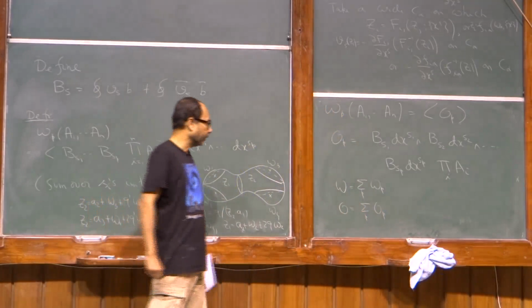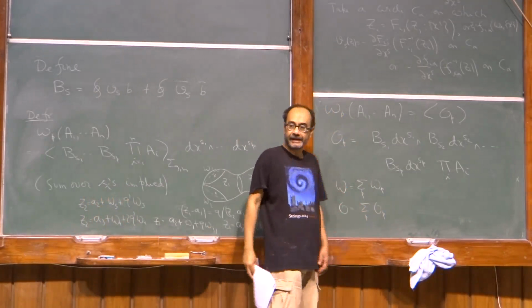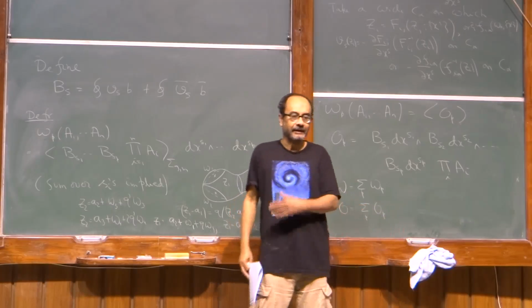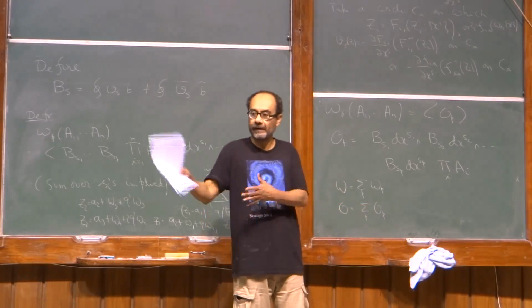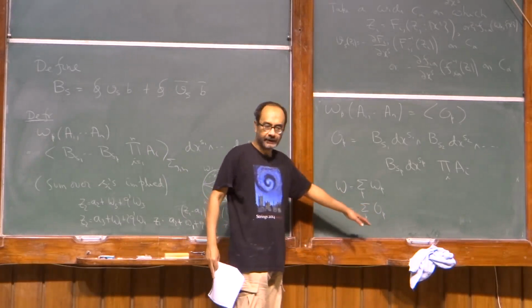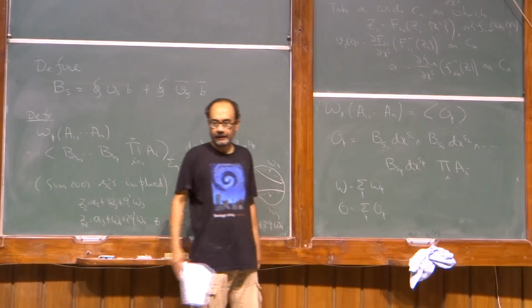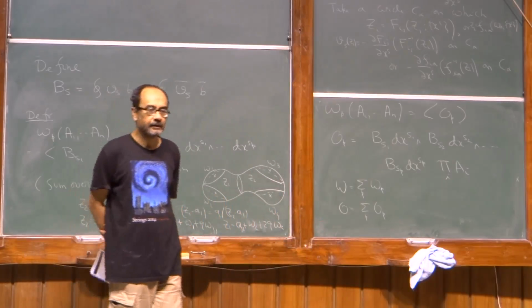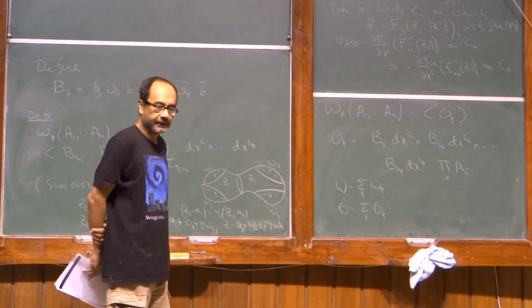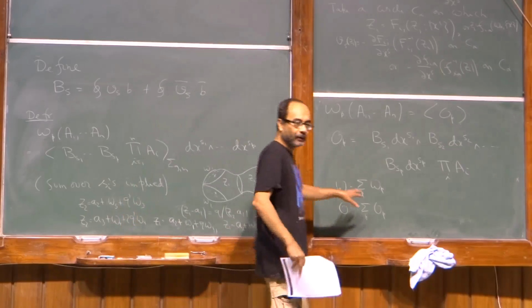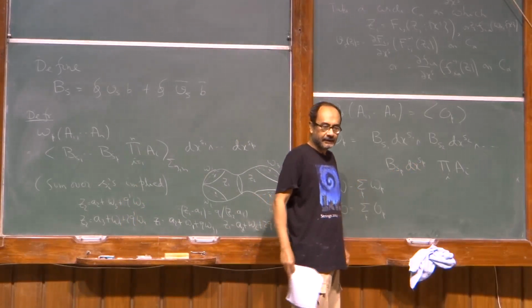It just takes values. Omega, for example, is not a form of a definite degree. It takes value in a vector space where you have combined forms of different degree. Similarly for O, it's just a formal notation. Here the sum means direct sum of vector spaces. You don't add anything. What you mean by this is omega 0 plus omega 1 plus omega 2, etc.